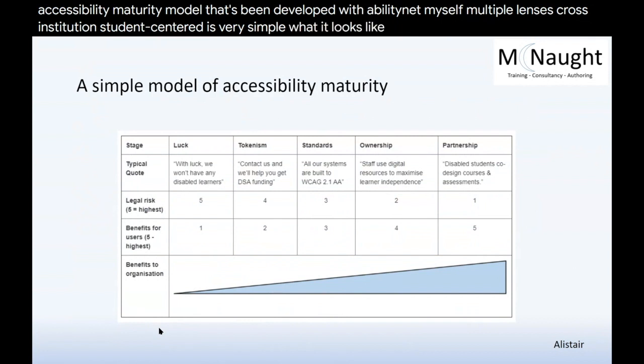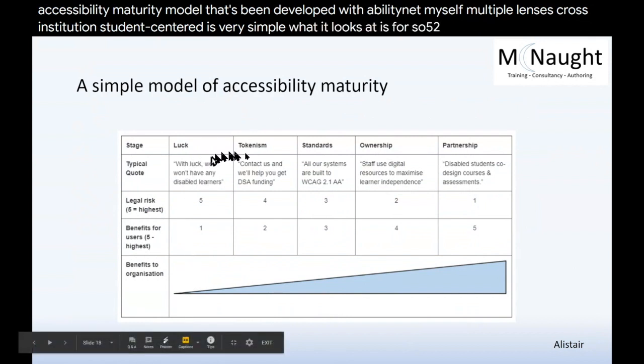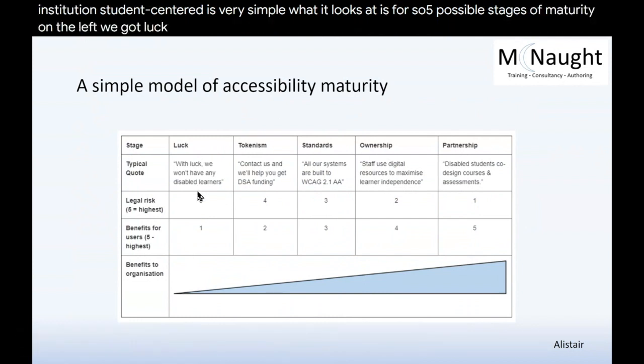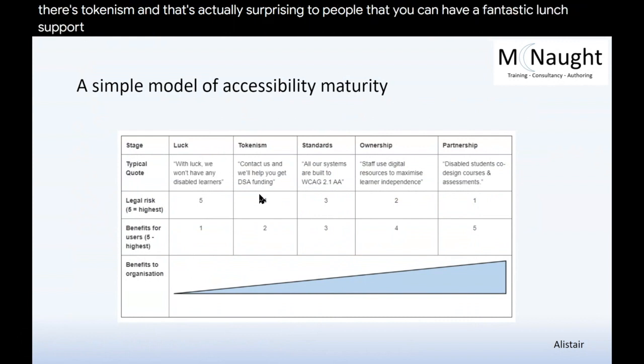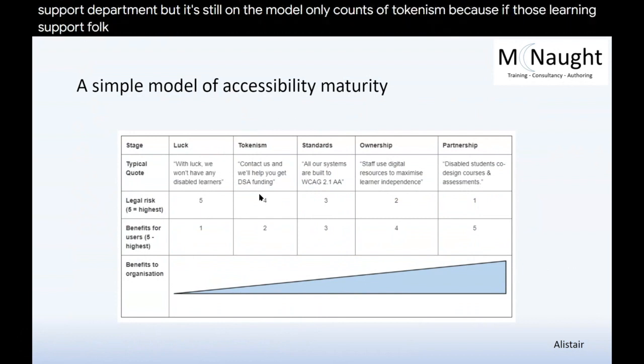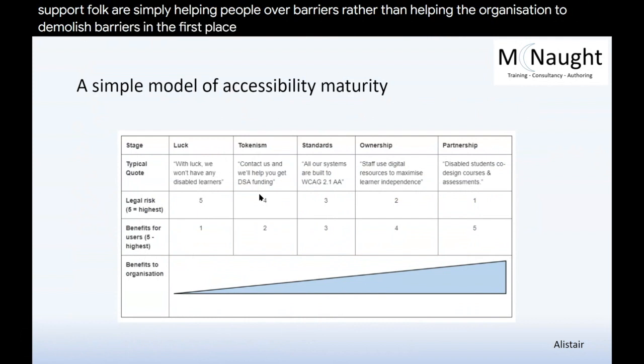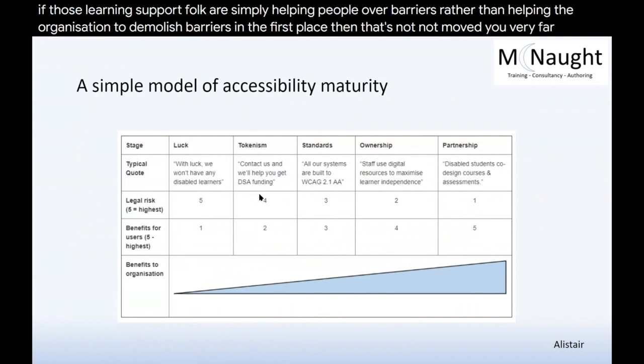What it looks at is five possible stages of maturity. On the left, we've got luck. You know, a typical quote, well, with luck, we won't have any disabled learners. And then there's tokenism, and that's actually surprising to people, that you can have a fantastic learning support department, but on the model it only counts as tokenism, because if those learning support folk are simply helping people over barriers rather than helping the organization to demolish barriers in the first place, then that's not moved you very far forward.